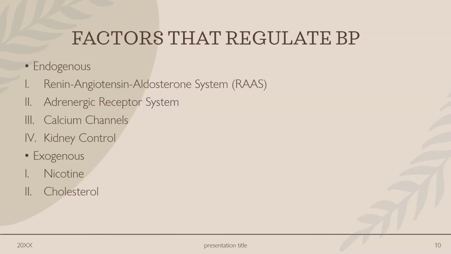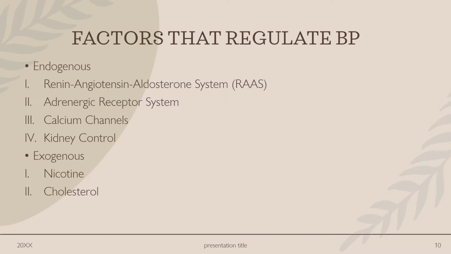So what are the factors that regulate blood pressure? First, we're going to go over endogenous, and then the second one is exogenous. There are many different ways the body can regulate peripheral resistance. The first one is the renin-angiotensin-aldosterone system. We also call it RAAS or RAS.